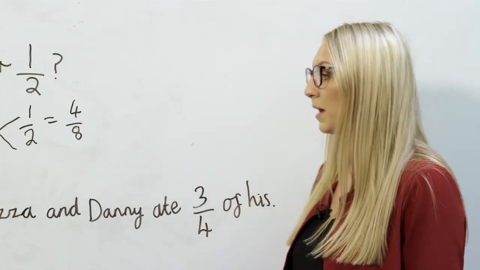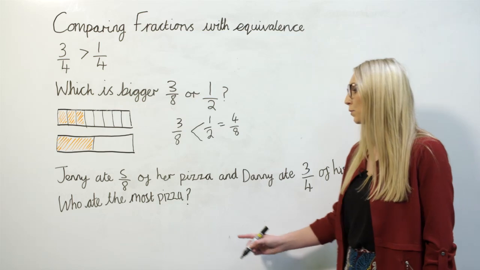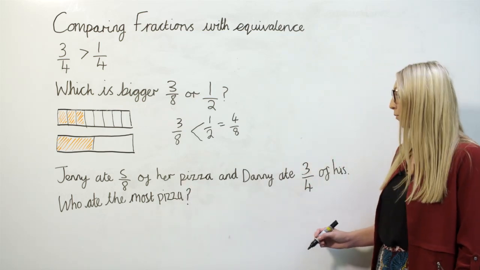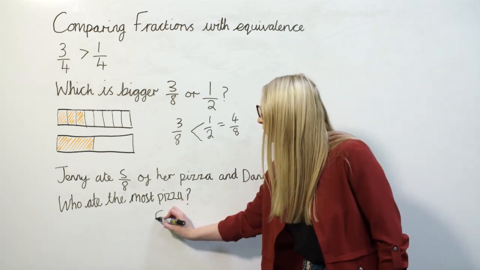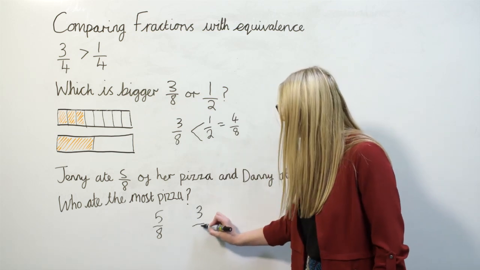At this point, we would be expecting pupils to apply their knowledge to a worded problem. So in this example, we've got Jenny who ate 5/8 of her pizza and Danny who ate 3/4 of his. And we're trying to find out who ate the most. So we're comparing the fractions 5/8 and 3/4.